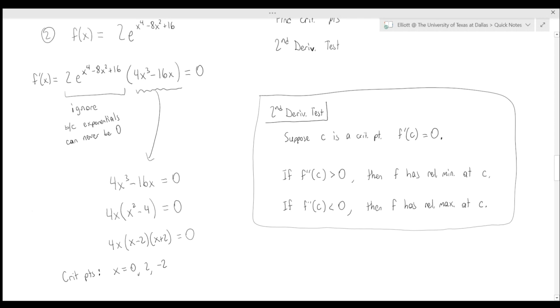So if there are no questions, we've got all of our critical points. So now what we want to do is apply the second derivative test.